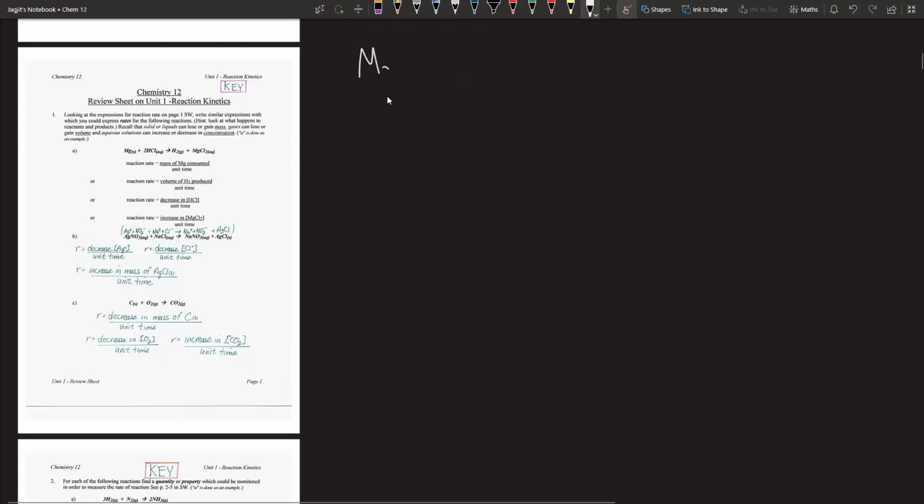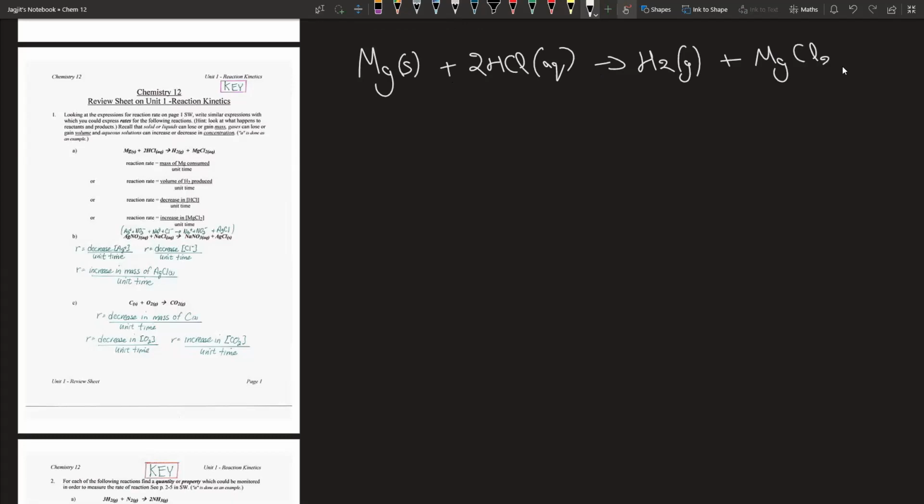My first question is, we have Mg solid reacting with 2HCl aqueous, and we have H2 gas, and my second product is MgCl2 aqueous. We want to see in how many different ways I can measure the reaction rate. Well, we're going to first start off with Mg. Mg is a solid, correct? So how can I measure the reaction rate in terms of Mg solid?